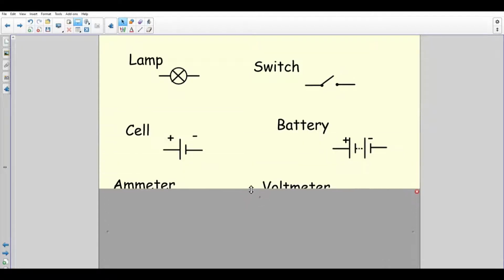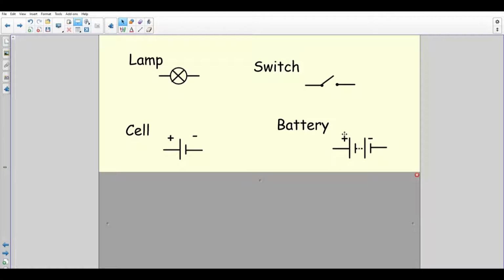Moving on, cells and batteries. So we've got a cell and a battery here. Our cell is just one and our battery is more than one. If we take our cell and we double it up, it becomes a battery. But when we have a battery, generally, you put a dotted line in the middle to show that it's a lot of cells. Now, the other thing you need to note with this is that there is a positive and a negative side, and the current always flows from positive to negative. So it goes out that way, round the circuit, and back into the negative side.